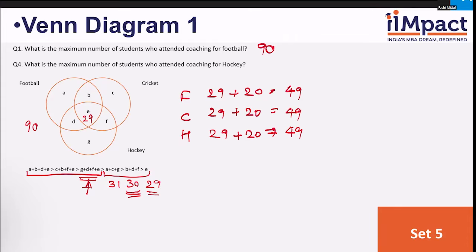And now I'm left with 31 to distribute. Now 31 again, why am I equating and trying to distribute them like this?